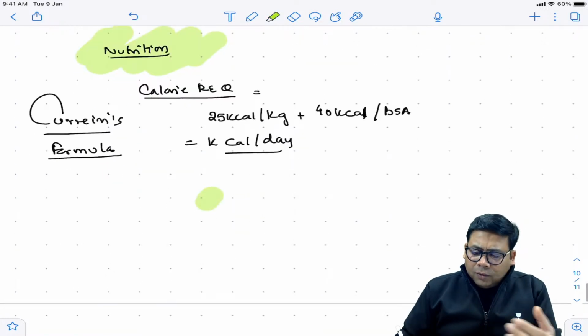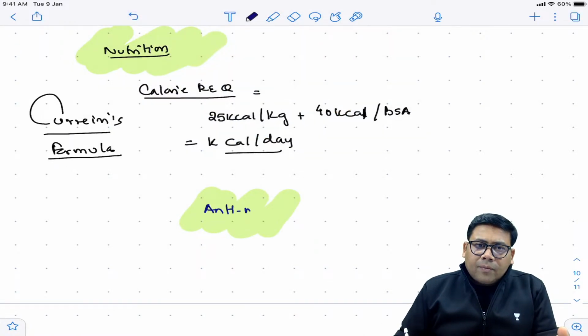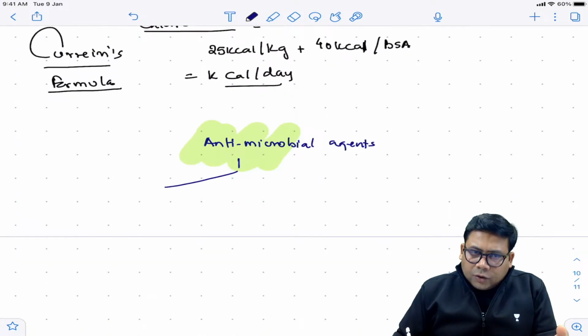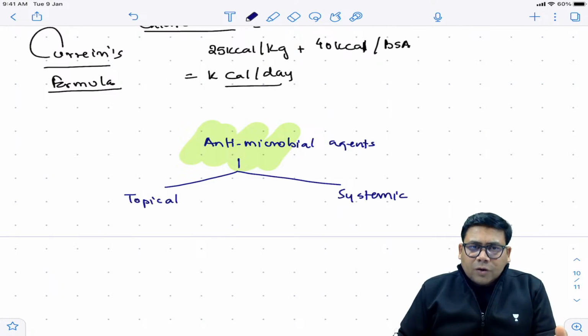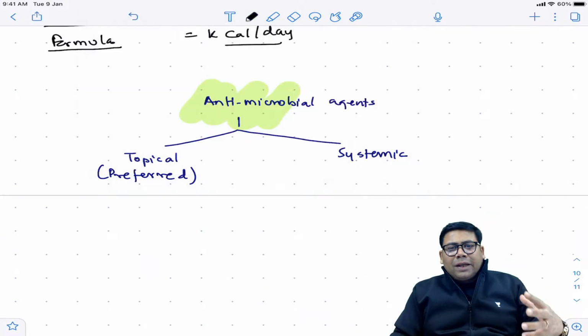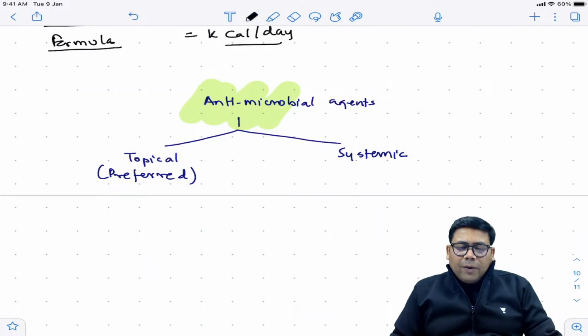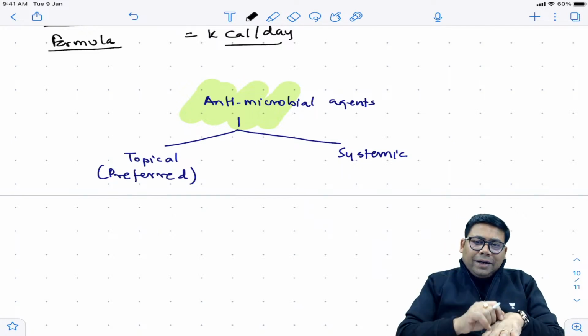The next is, when you talk about the antimicrobial agents, what are the important things you need to understand? They are very important to prevent sepsis. We have topical and we have systemic. Which is preferred, students, systemic or topical? Always remember that topical is preferred. What are the standard agents? I've already taught this in detail, that there are two types of pattern: soaks and salves. What are soaks? You put the dressing and keep pouring the antimicrobial agent every day.